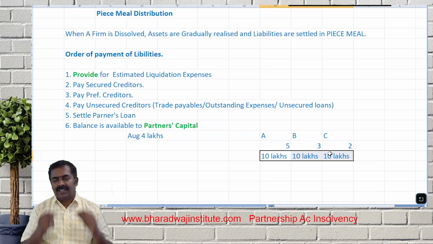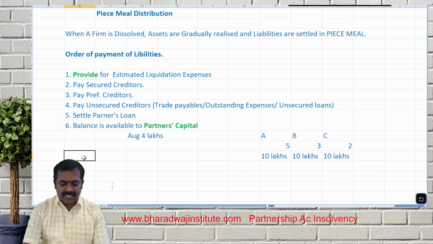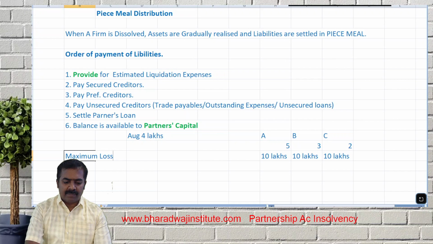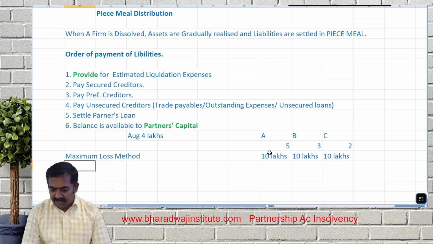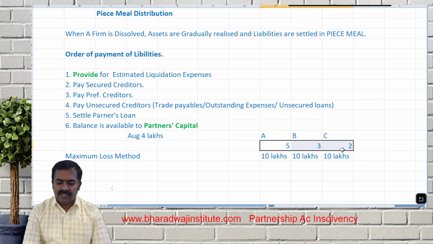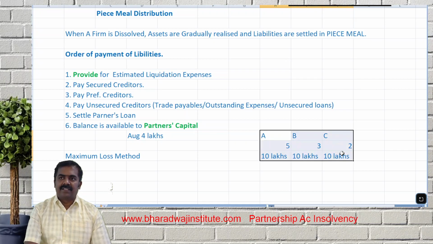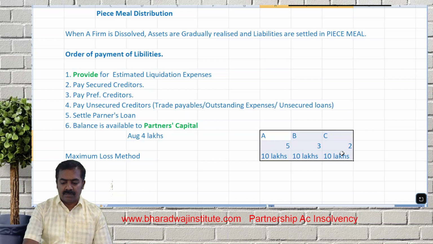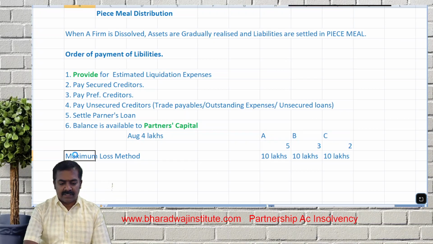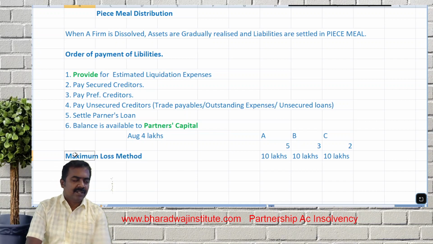Now, as per Partnership Act, there are two methods of piecemeal distribution. One is called maximum loss method. It is not 5:3:2. It is not 10 lakhs, 10 lakhs, 10 lakhs. This 4 lakhs will not be distributed in 5:3:2 ratio or 10 lakh, 10 lakh, 10 lakh ratio. Both will be considered. How to consider both? Yes, there are two methods: maximum loss method or proportionate capital method. So we'll learn both the methods.